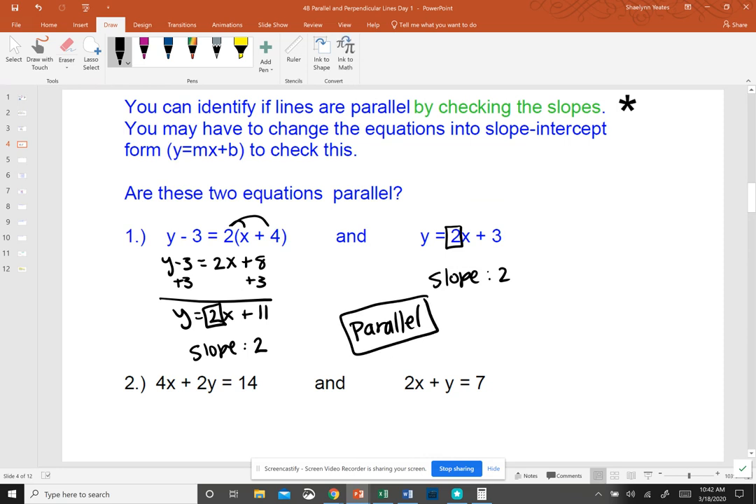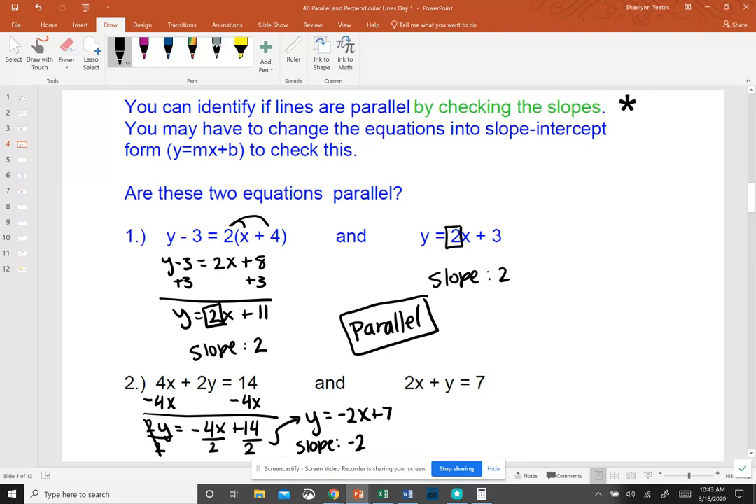Okay, so let's do this one. The first thing we need to do is solve it so it says y equals. So I'm going to subtract my 4x from both sides because 4x has absolutely no y in it, therefore I don't want it over there. So now I have 2y equals negative 4x plus 14. Now I'm going to divide everything by 2 so that this 2 is gone. So I have y equals, now I've got negative 4 divided by 2, and I get negative 2x, and then 14 divided by 2 is a positive 7. So in this case, my slope is a negative 2.